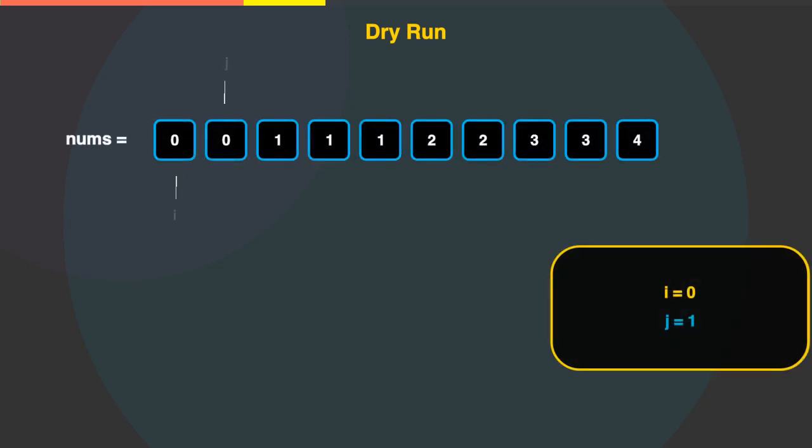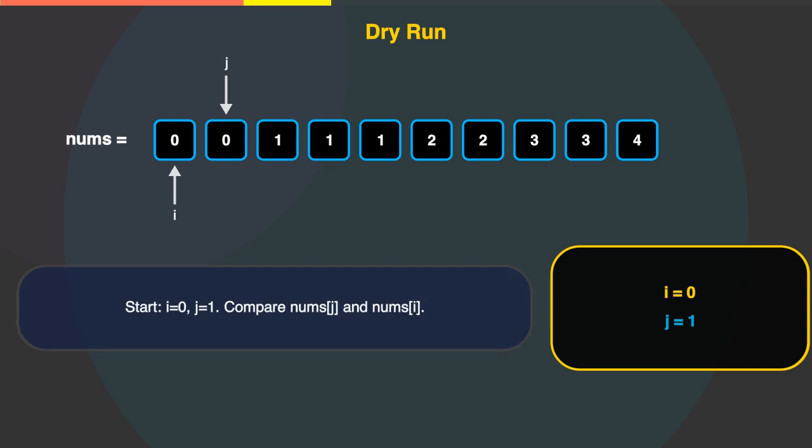Look at our array on the screen. We have 0s, 1s, 2s, 3s, and 4s, all sorted but with many repeats. Notice the variable tracker box below, it tracks our pointers i and j. We start with i at index 0 and j at index 1. At index 0, we have a 0. We compare it with index 1, which is also a 0. They are the same. So, we skip this duplicate and move j to index 2.